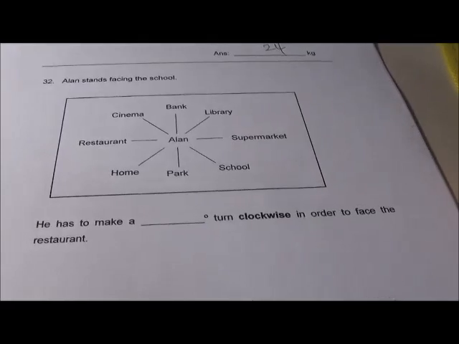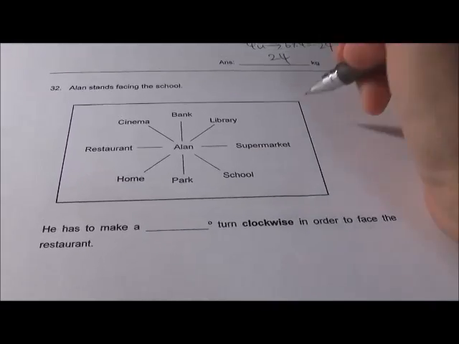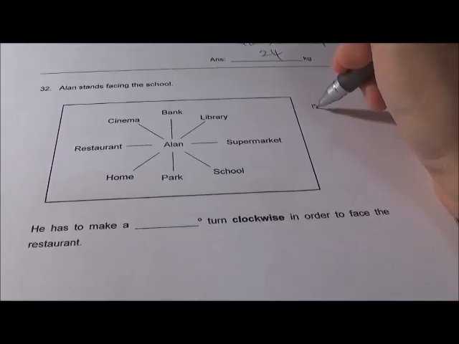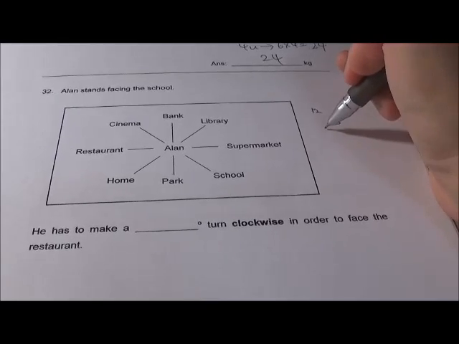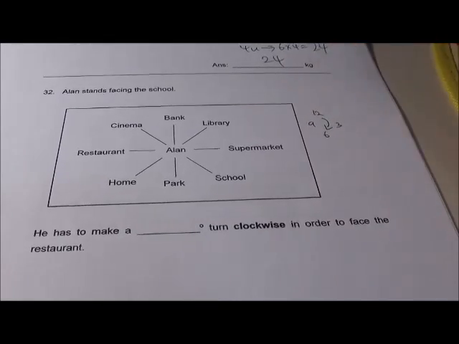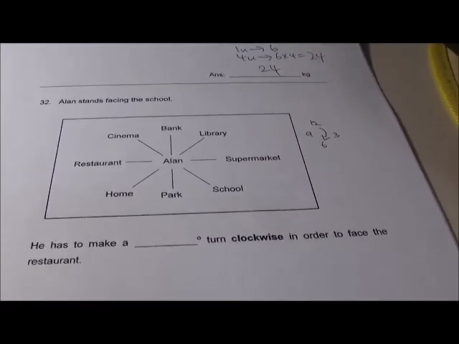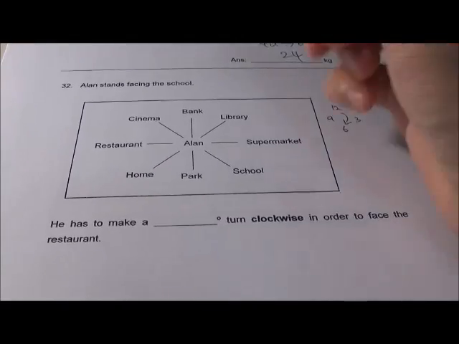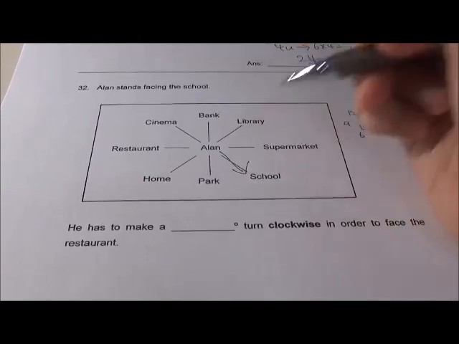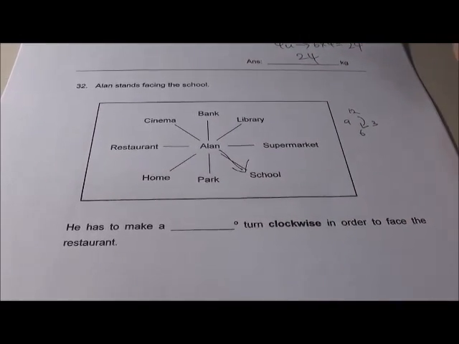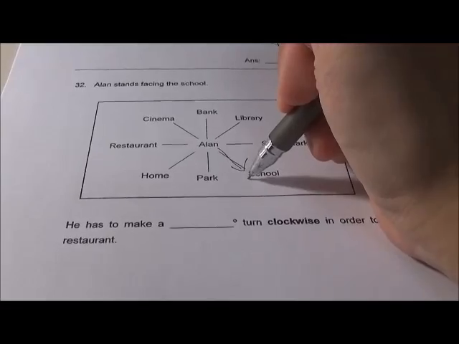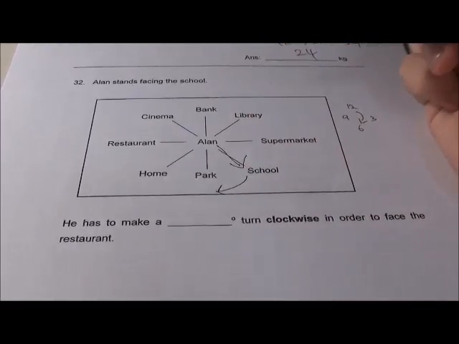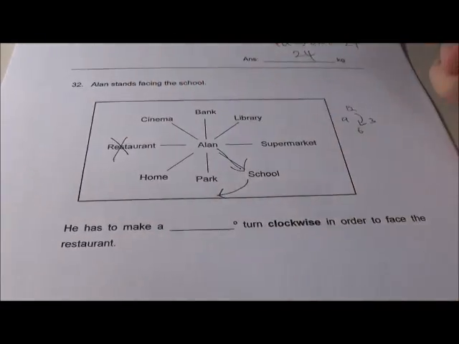Question 32. Before we go on, we should know that on our clock, we have 12, 1, 2, 3 o'clock, 6 o'clock, 9 o'clock. Our clock moves in this direction. This is called the clockwise direction, alright? So Alan is facing the school now. He has to make how many degrees clockwise? Clockwise meaning he has to turn this direction in order to face the restaurant. This is where we want to be.